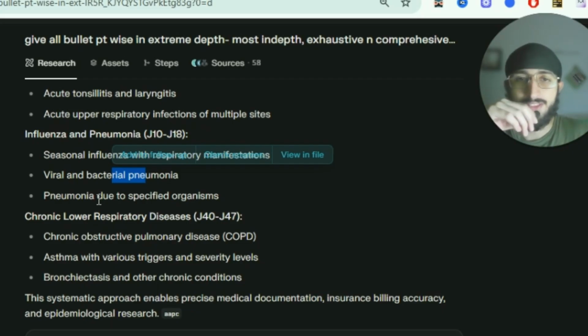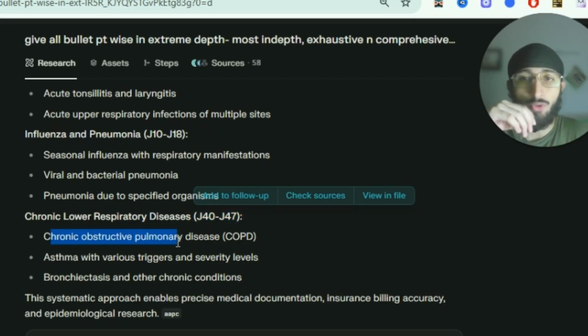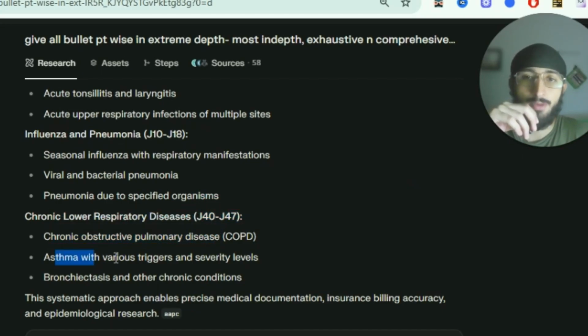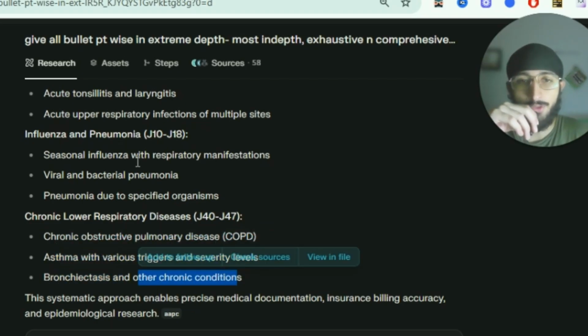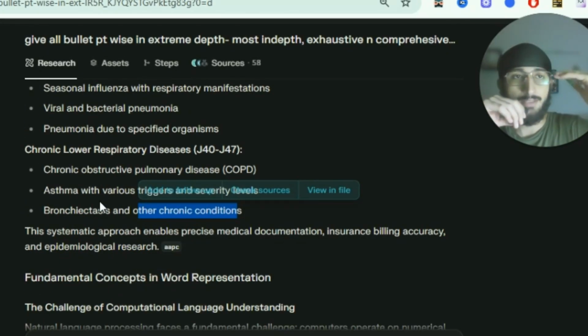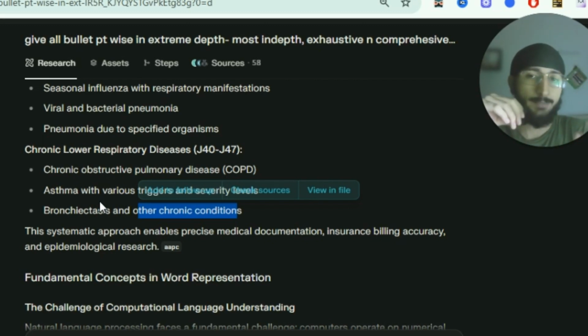Then chronic lower respiratory diseases, J40 to J47: COPD, that is chronic obstructive pulmonary disease, asthma with various triggers and severity levels, bronchiectasis, and other chronic conditions. So this systematic approach enables precise medical documentation, ensures billing accuracy, and supports epidemiological research.